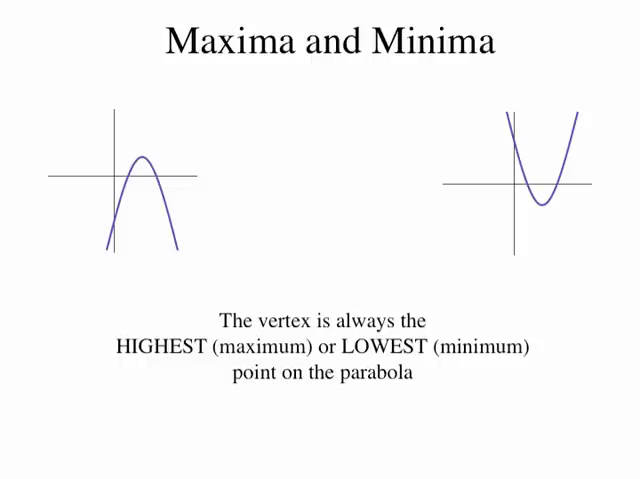Look at the parabola on the left. It has a maximum point. It has a top or a highest point. That parabola has a maximum value. Look at the parabola on the right. That parabola has a minimum value. It has a lowest point. The vertex of a parabola is always either the highest point, that is the maximum value of the function, or the lowest point, the minimum value of the function. Whether it's a maximum or a minimum depends on which way the parabola opens.